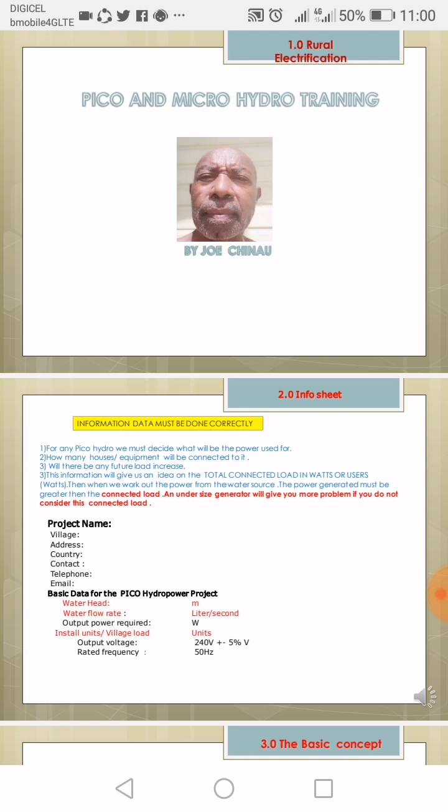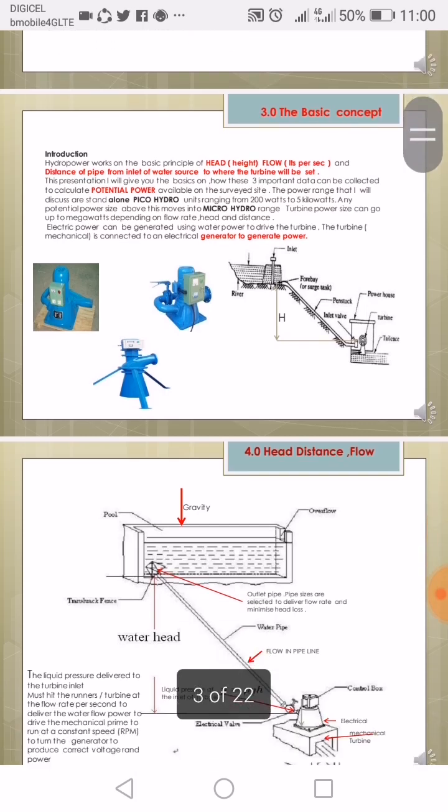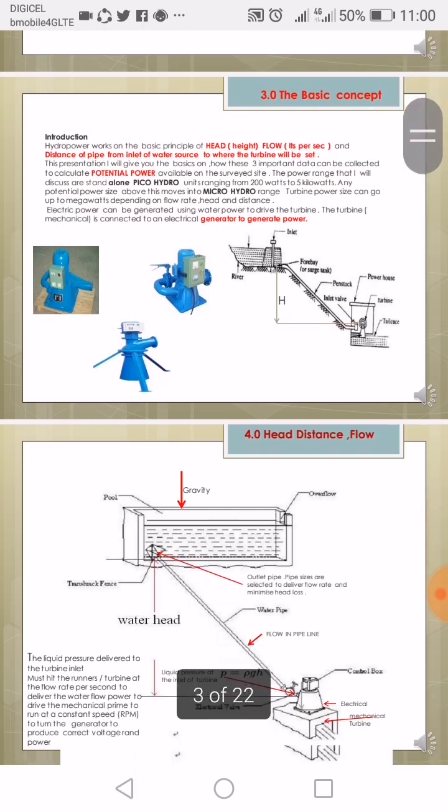Go to the next slide. Okay, you come to the next slide here. You are looking at the introduction. Pico hydro ranges from more than 200 watts to 5 kilowatts.